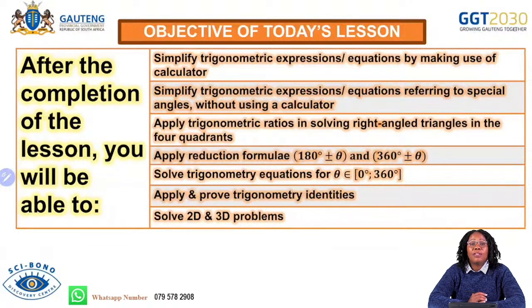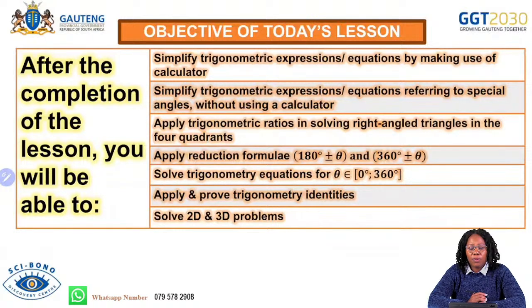And then you must be able to apply trig ratios in solving right-angled triangles in 4 quadrants. That means you'll be given angles inside a right-angled triangle, and you must be able to find the sides and the unknowns using your trig ratios.